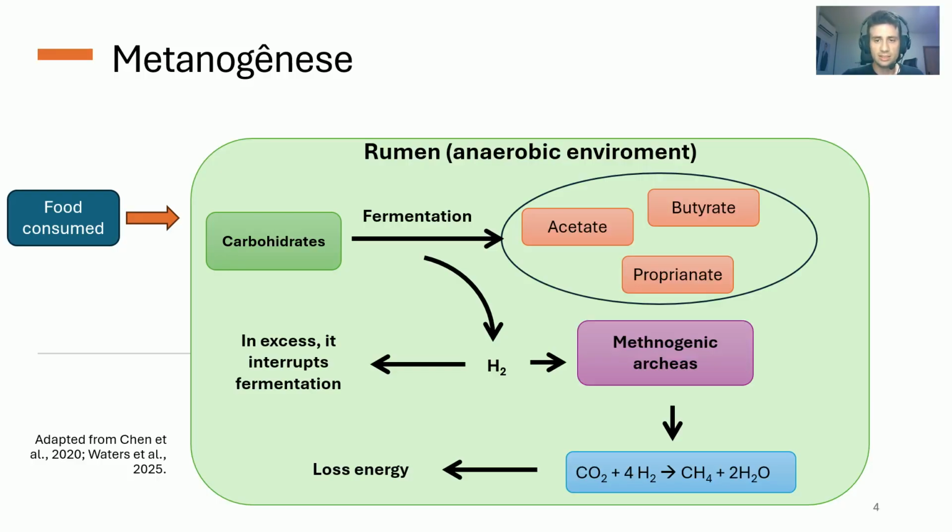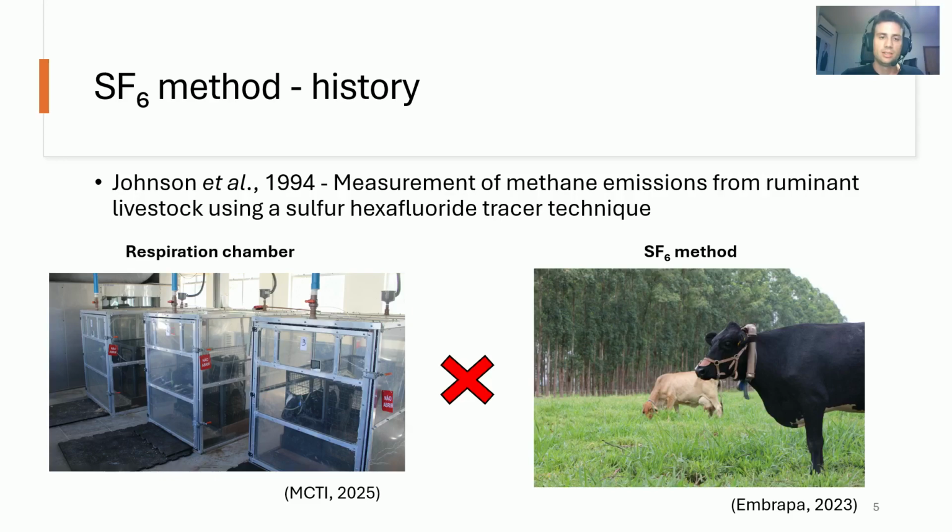This synthesis is essential for maintaining ruminal activity because H2 can interrupt the fermentation process. However, the enteric methane produced represents an energy loss for the animal and, when emitted into the atmosphere, contributes to environmental problems.